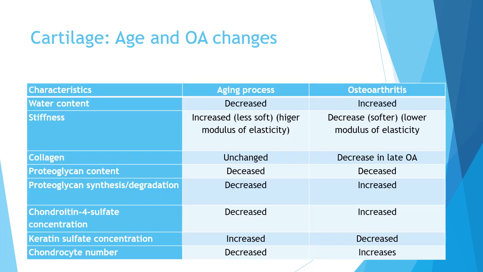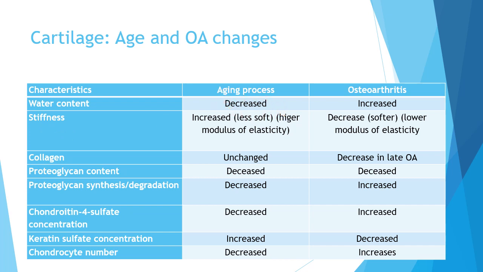So what are the difference in the changes in the cartilage that happens with age and osteoarthritis? This topic frequently comes in the exam, so I'd like to present it in a way that makes it easier for you. The most important difference in the changes with cartilage with age and osteoarthritis lies in the water content and stiffness. In aging, the water content decreases.